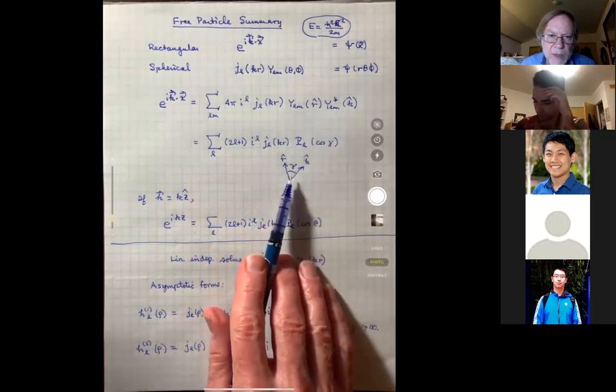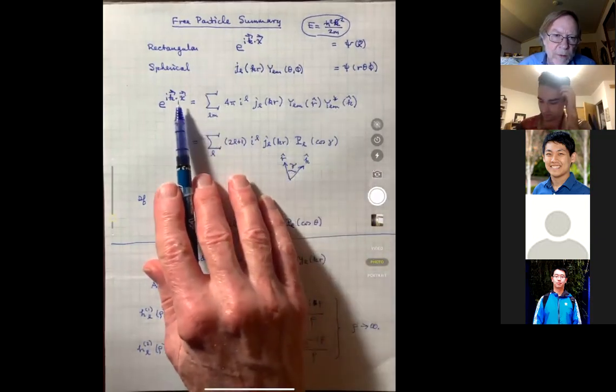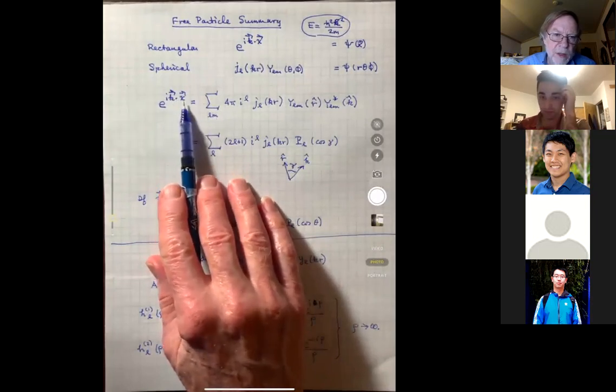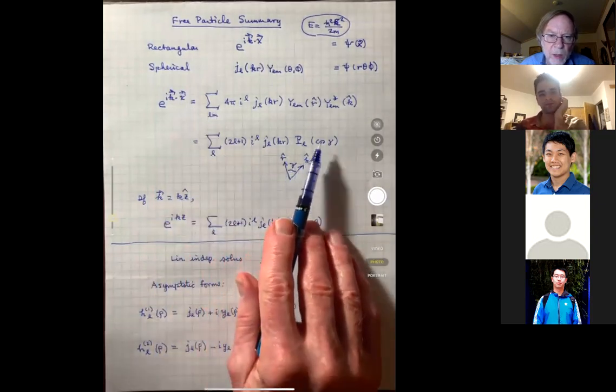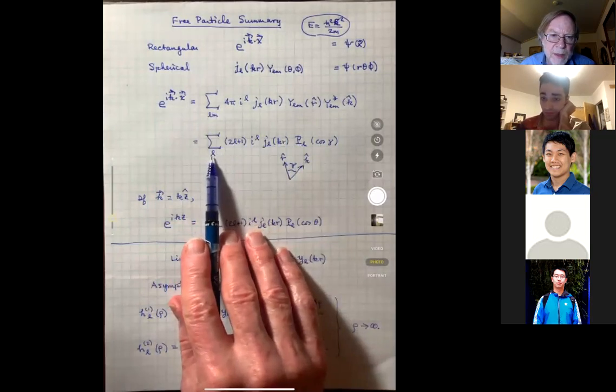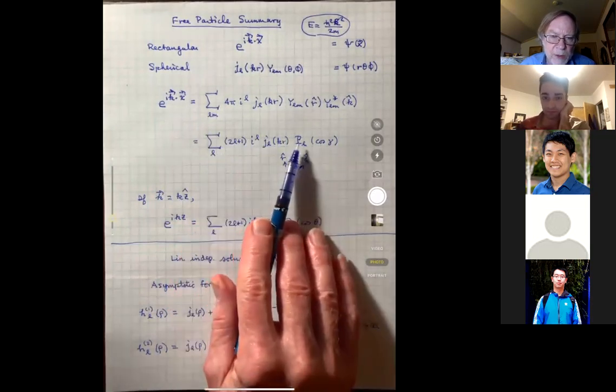Well, that's of course the same as the angle between the three-dimensional, non-normalized vectors, K vector and X vector, like so. Anyway, they just call it gamma. And as a result, you get this single sum over the index L involving Legendre polynomials.